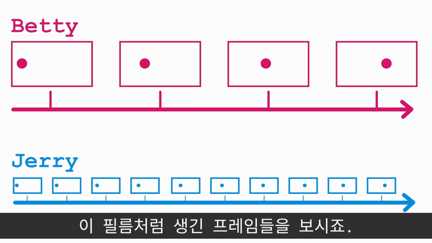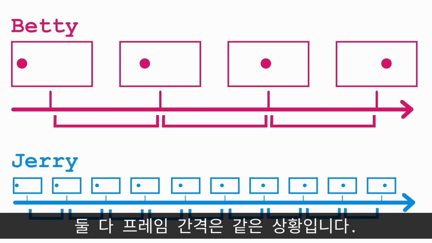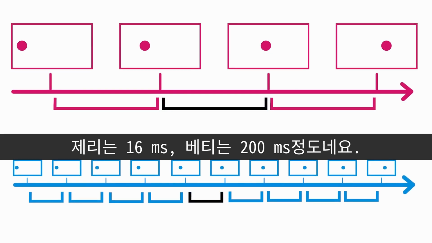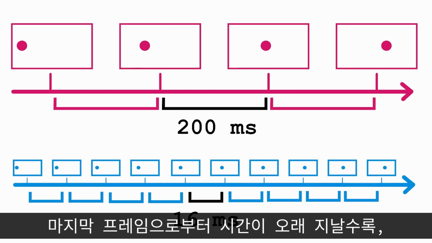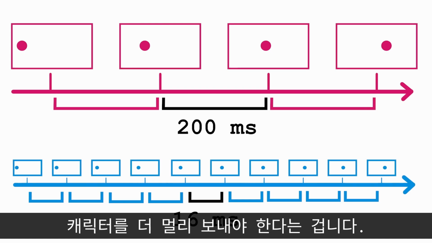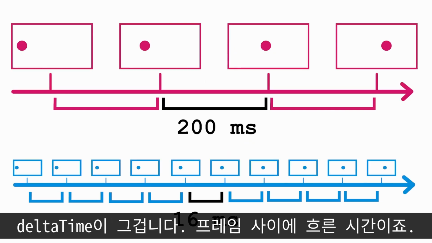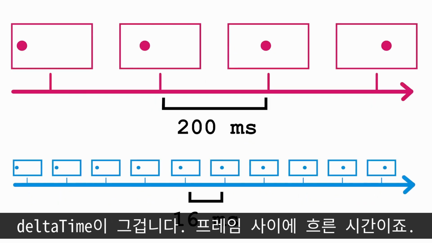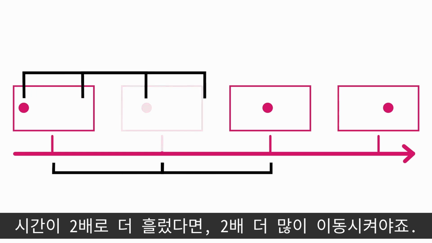Let's have a look at our film strips or game strips. For this example, we actually do have consistent time intervals between the frames. For Jerry, it's about 16 milliseconds between each frame, and for Betty, it's 200. And what you can kind of intuitively see here is that the more time passed since the last frame, the further we have to move the character, and there is a direct correlation. So delta time is exactly that. It is the time distance between frames. If it's been twice as long since the last frame has been rendered, we need to move twice as far.